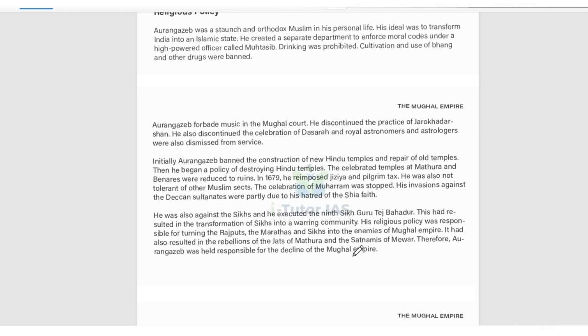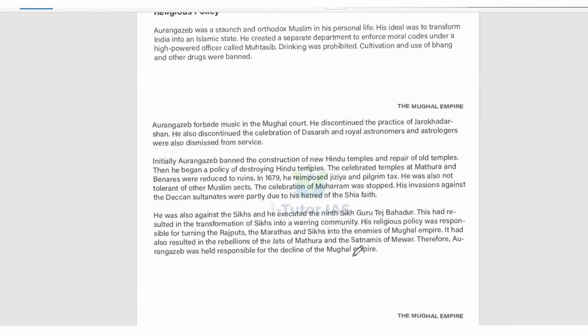Initially, Aurangzeb banned the construction of new Hindu temples and repair of old temples. Then he began a policy of destroying Hindu temples. The celebrated temples at Mathura and Benares were reduced to ruins. In 1679, he reimposed jizya and pilgrim tax. In Akbar's time they were removed, but in Aurangzeb's time, they were reimposed.